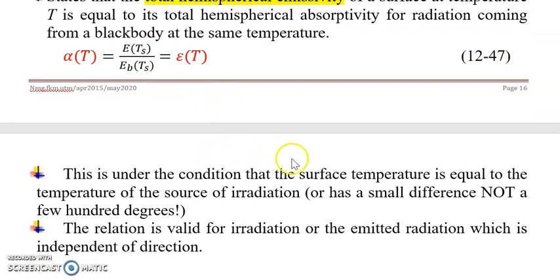This is under the condition that the surface temperature is equal to the temperature of the source of irradiation, or has a small difference, of course, but not a few hundred degrees. The relation is valid for irradiation or emitted radiation which is independent of direction. That means it's diffuse, so you may apply this if you assume the surface is diffuse. Okay, that wraps up the module on fundamentals of radiation.